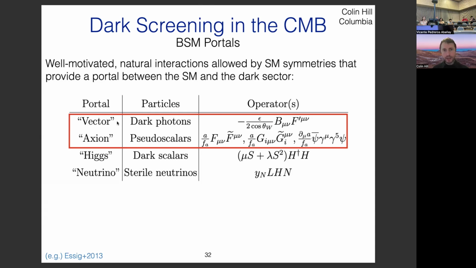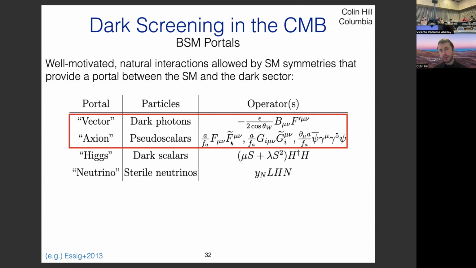In the first case, we're thinking about a new vector. This is just a dark photon, which has its own field strength tensor, F prime mu nu, which mixes with the weak hypercharge in the UV. In the IR, it just looks like a mixing with the usual Faraday field strength tensor, F mu nu. And then secondly, we'll look at the pseudoscalar, the axion portal.